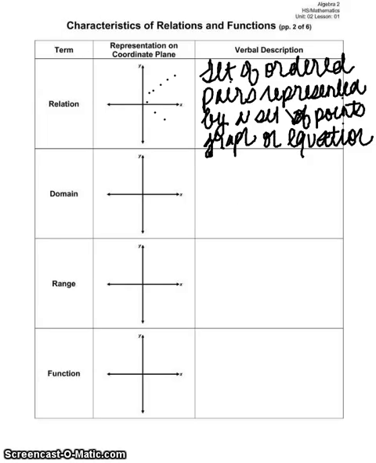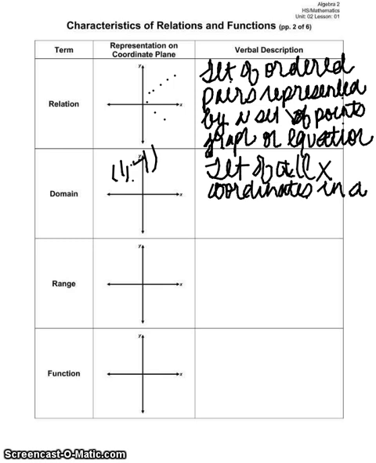The next one we're looking at is relation. Under relation, I want you to go ahead and plot the points, what I have under the representation on the coordinate plane. And under the verbal description, I want you to write, it is the set of ordered pairs represented by a set of points, graph, or an equation. Okay, now let's look at domain.